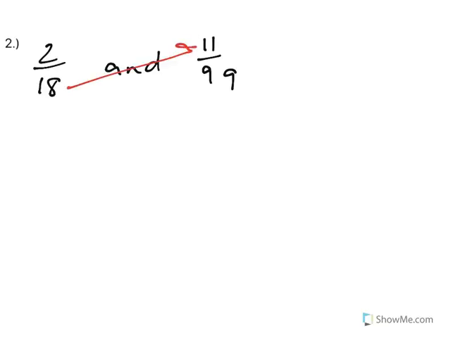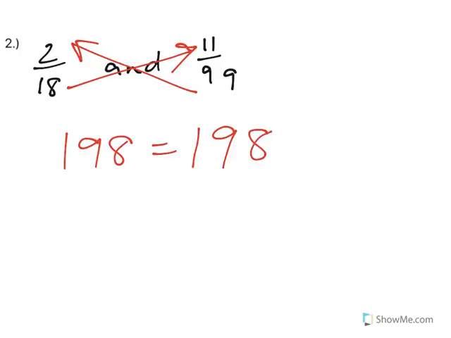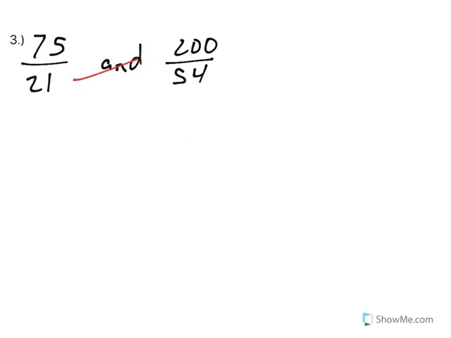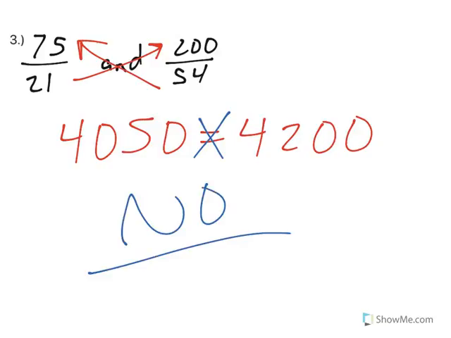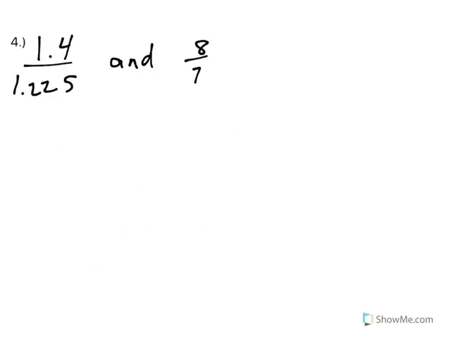Same thing here. I'm going to go this way. 18 times 11 and 99 times 2. When I get that, I end up with 198 equals 198. Boom. Works. In this one, I cross multiply, and I end up with 4,050 equals 4,200. Hopefully you say equals the wrong word. The answer to this is no, they are not proportional.